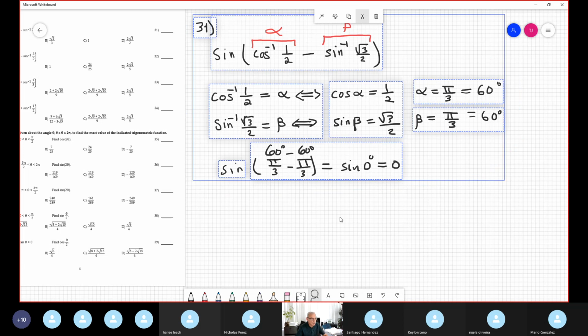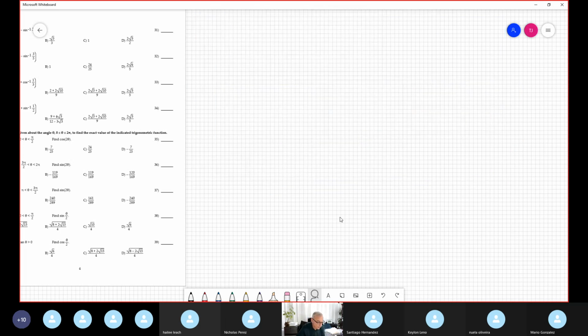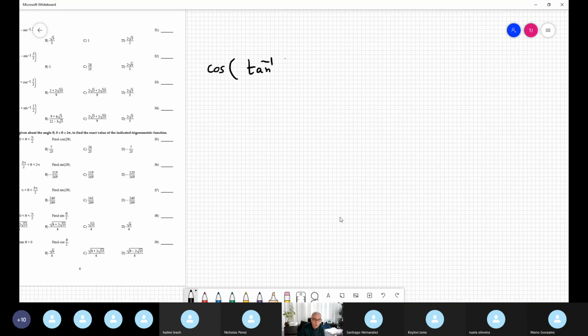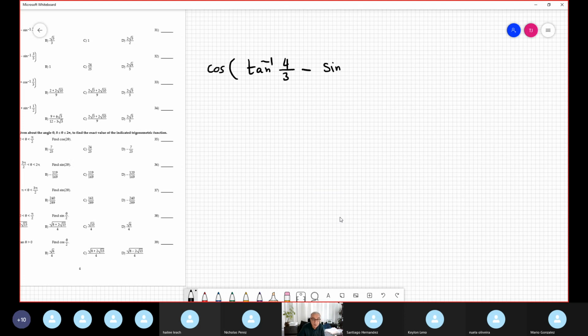Say, wow, is cosine of tangent inverse of 4 over 3 minus sine inverse of 3/5. Again, the same idea. I call alpha, I call beta. This is not mandatory, but however, I need to be familiar with the formula.